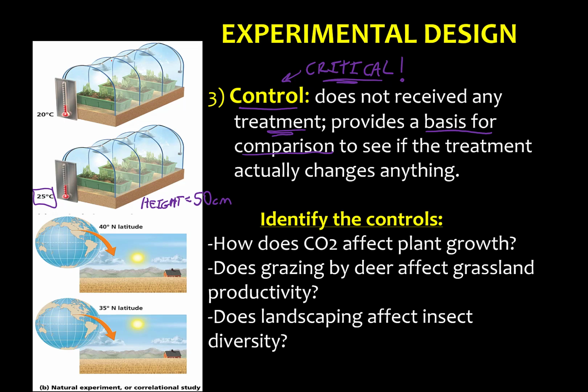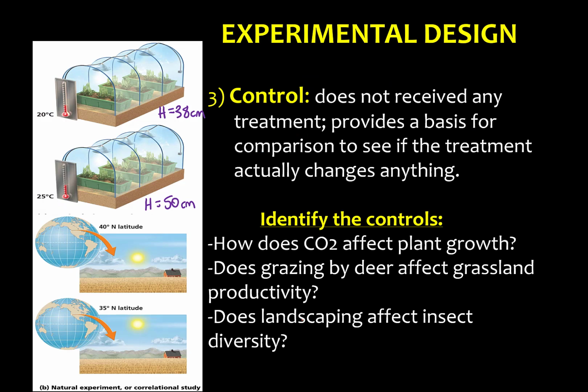By including this top greenhouse with this lower temperature, and by measuring the height of these plants, we might see that these plants, on average, only grow to about, say, 38 centimeters. Knowing that the height of the plants in this control greenhouse is only 38 centimeters, that then allows us to say that the increase in temperature in our treatment greenhouse caused an increase in growth. Without the control, we can't make that statement.